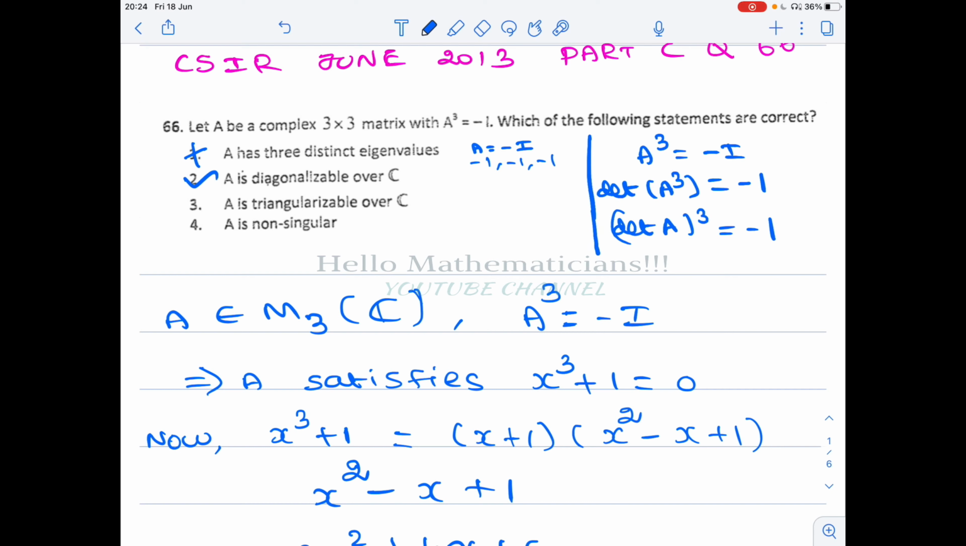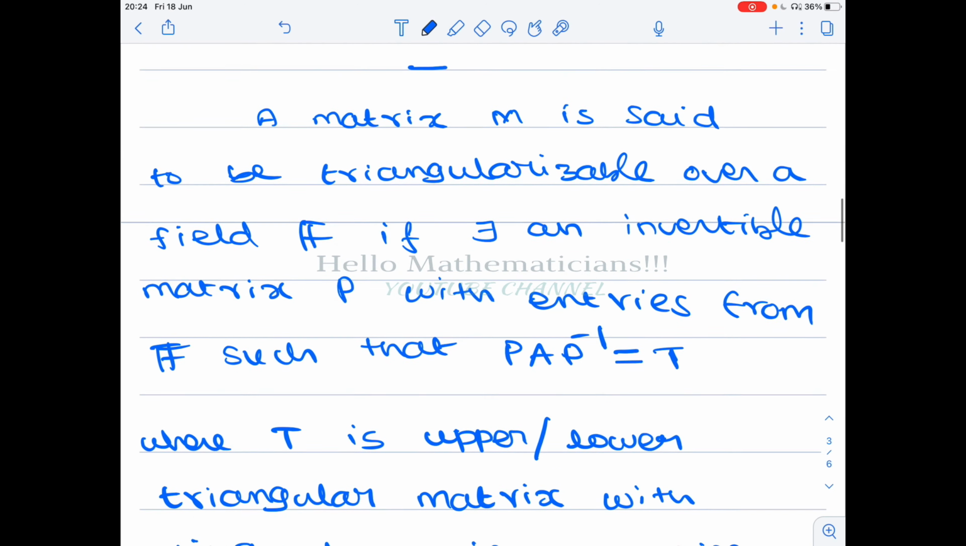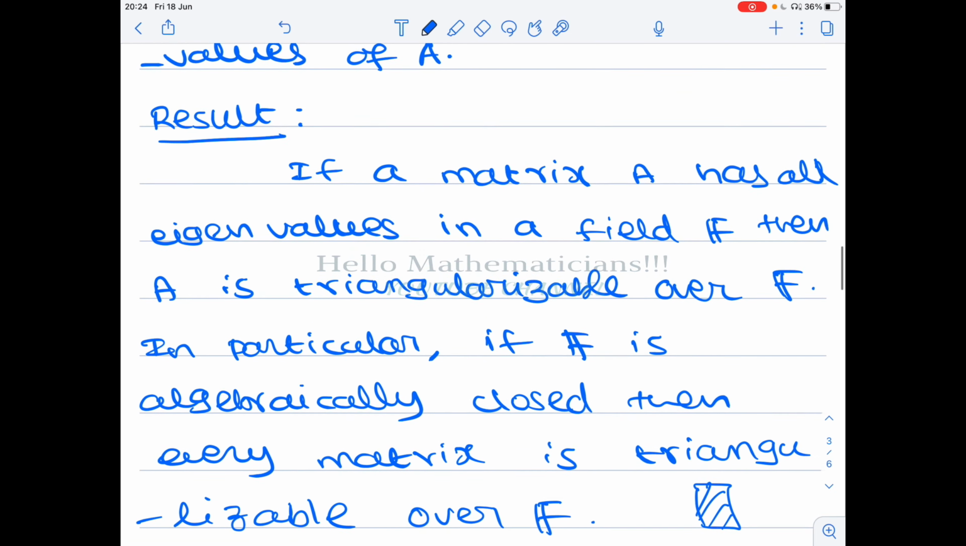That means that determinant of A is not equal to 0. If determinant of A is 0, then its cube cannot be minus 1. So we get A is non-singular. That is true for sure. So what remains to do is the triangularizable. So let me phrase the definition of triangularizable matrices.